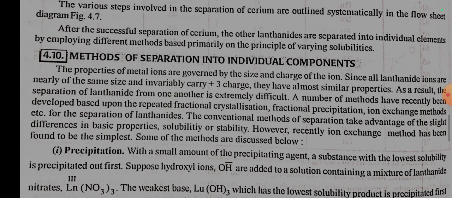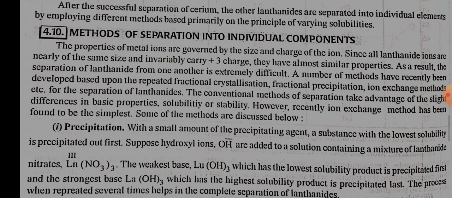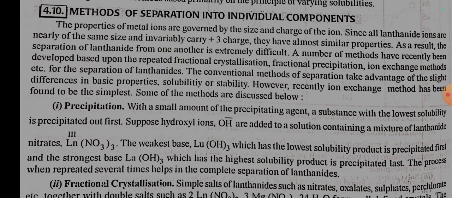After the successful separation of cerium, the other lanthanides are separated into individual elements by employing different methods based primarily on the principle of varying solubilities. Methods of separation into individual components. The properties of metal ions are governed by the size and charge of the ion. Since all lanthanide ions are nearly of the same size and invariably carry a +3 charge, they have almost similar properties. As a result, the separation of lanthanides from one another is extremely difficult.